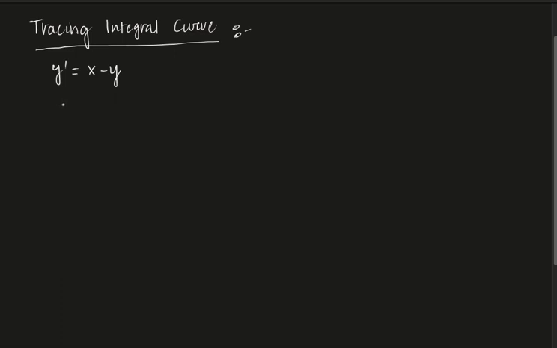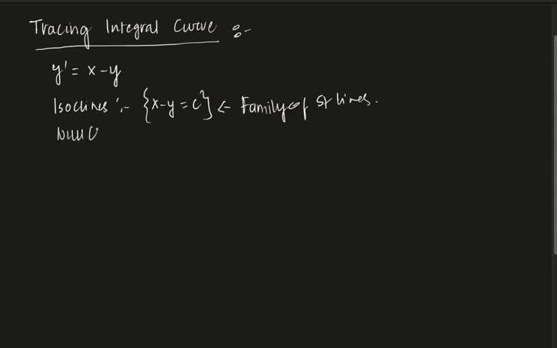For that, first of all, we need to write down the isoclines. As you remember, isoclines are lines where f of x, y equals a constant. So these are x minus y equals c, constants. Basically, this is a family of straight lines in R2. And of course, the null line is x equals y. The null line corresponds to c equals 0.